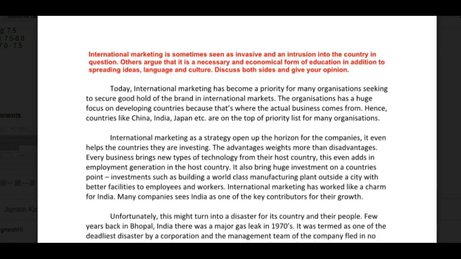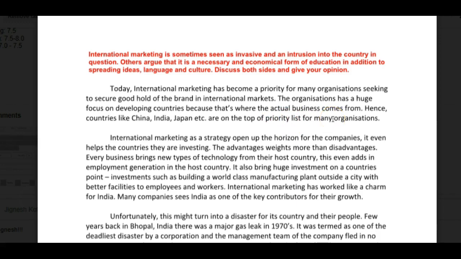Okay. Today, international marketing has become a priority for many organizations seeking to secure a good hold of the brand in international markets. Well, okay, this is a little repetitive, don't you think? International marketing and international markets. So be careful and try to vary up your language a little bit. The organizations have a huge focus on developing countries because that is, we don't use contractions in IELTS, where the actual business comes from. Hence, countries like China, India, Japan, etc. are on the top priority list for many organizations.